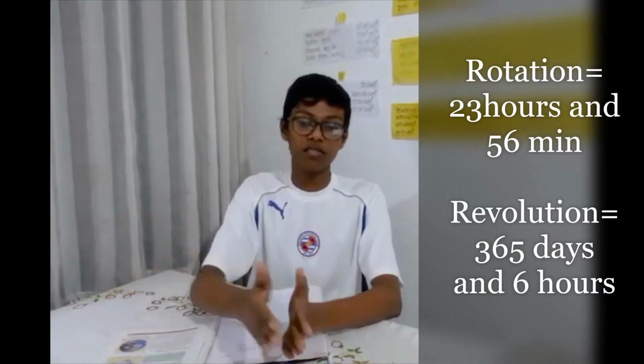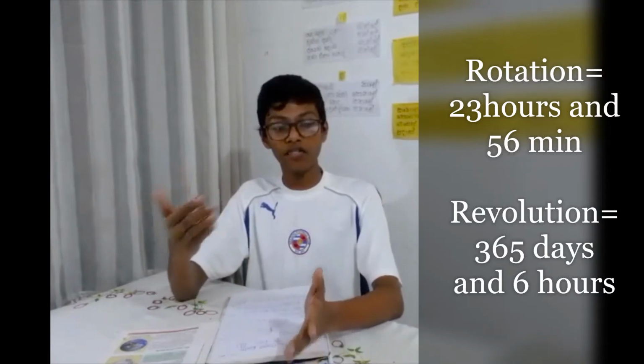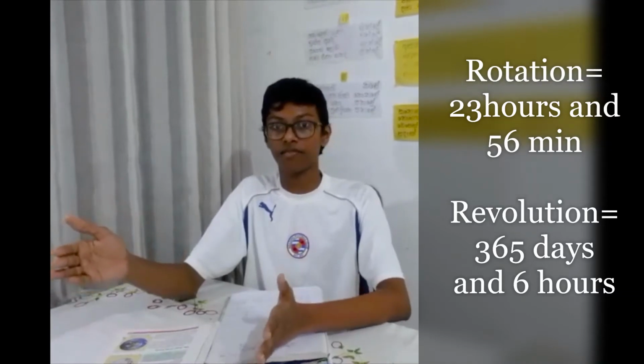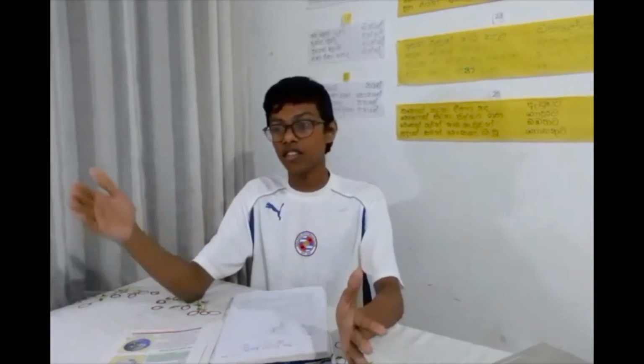And revolution takes 365 days. For rotation, it takes 23 hours and 56 minutes approximately. So, taking the count, it takes 24 hours. While the revolution takes 365 days and 6 hours. Okay, so the 6 hours we rounded off into the 365 days, and it further goes into a leap year. The 6 hours further goes into a leap year. And this is an external fact.